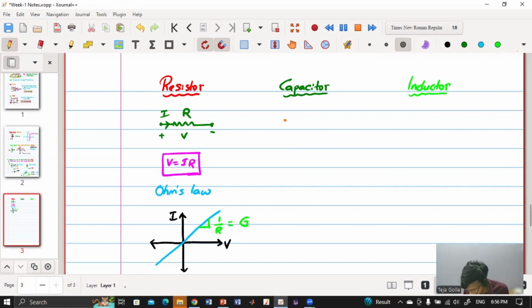And what is a capacitor? Capacitor is something like this. Say plus minus V, and the current is entering. Whichever plate or terminal the current is entering, that plate will have a positive sign. Say this is I and the capacitance is C. So how are these related? I equals C dV by dt.